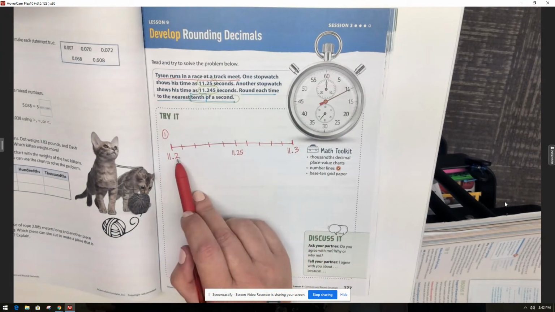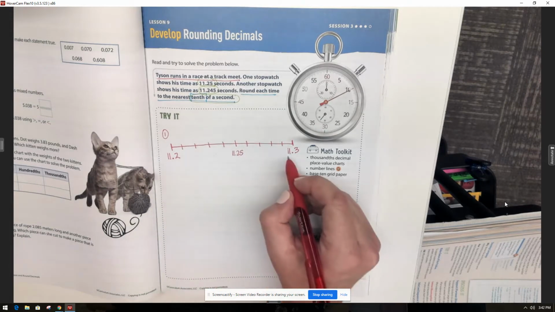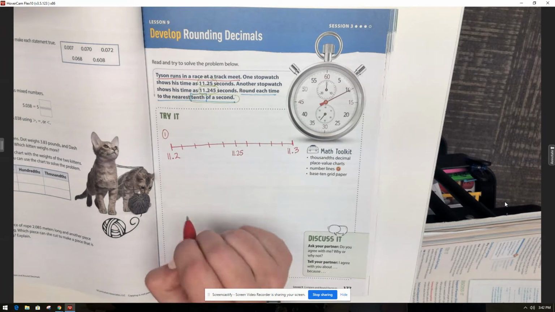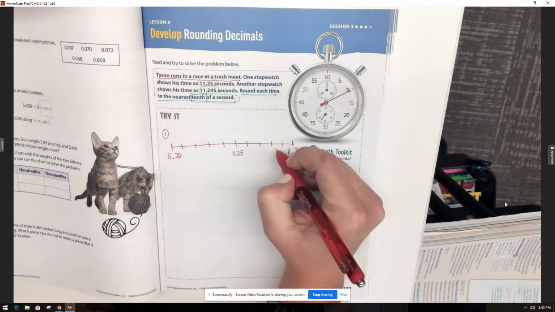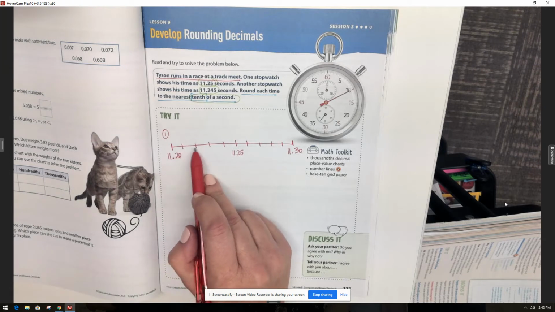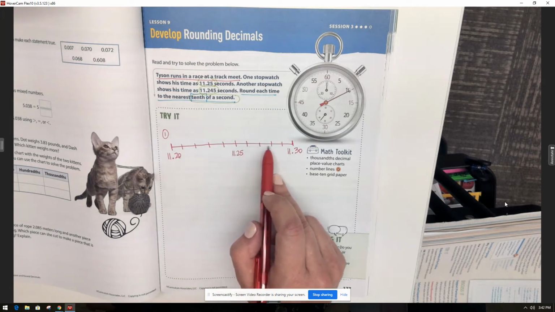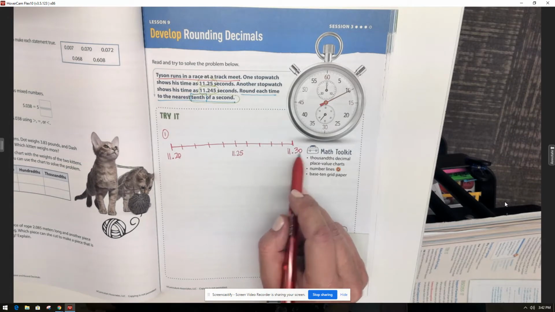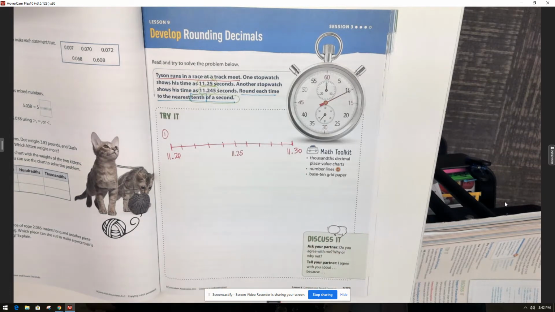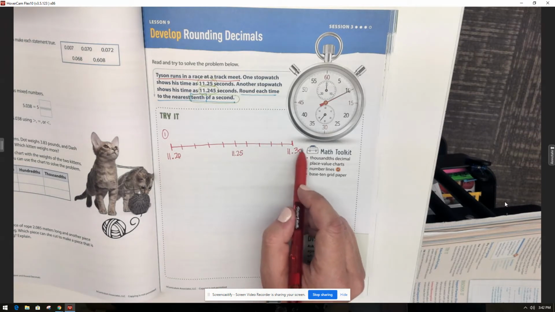So the way that I did that was, if I wanted to make both of these into hundredths, even though I know that they're tenths, it would be the same as 20 and 30. So this would be 21, 22, 23, 24, 25, 26, 27, 28, 29, and 30. The 11 stays the same the whole time. The only thing that's changing is the hundredths.